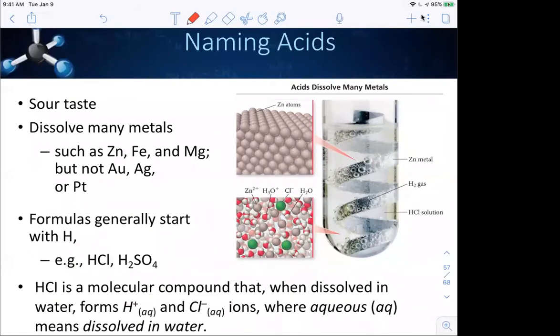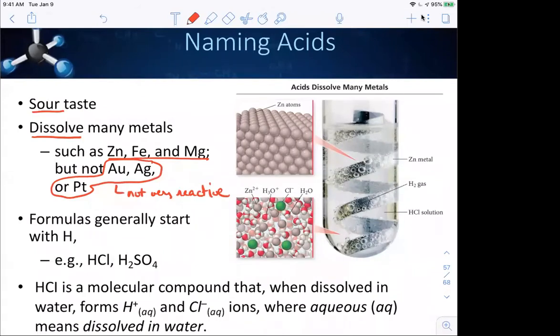Let's go over a little bit of the properties of acids. They're sour. I don't recommend that you ingest acids, but if you think of lemons and you think of lemon juice, which is very sour, that's due to the citric acid in the fruit. They can dissolve metals. Some metals are very reactive to acids, and others are not very reactive.